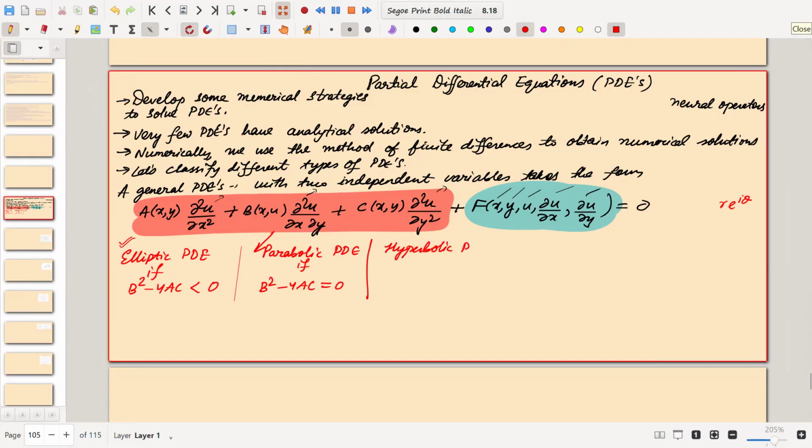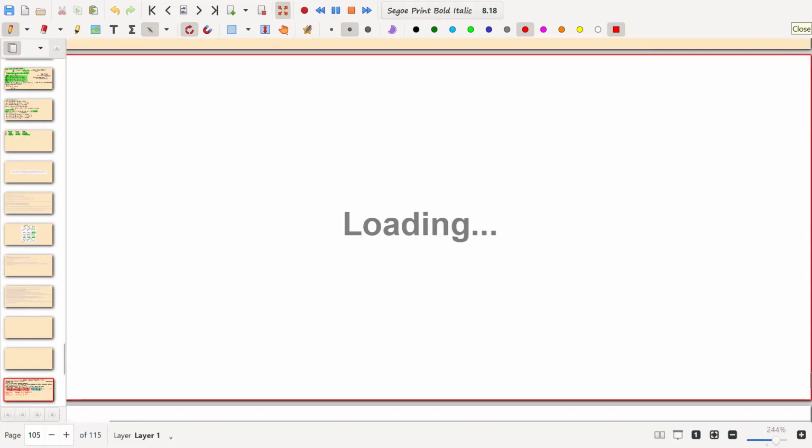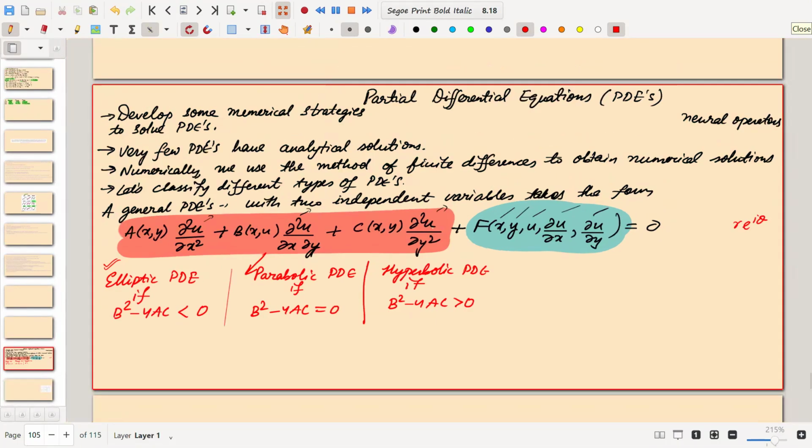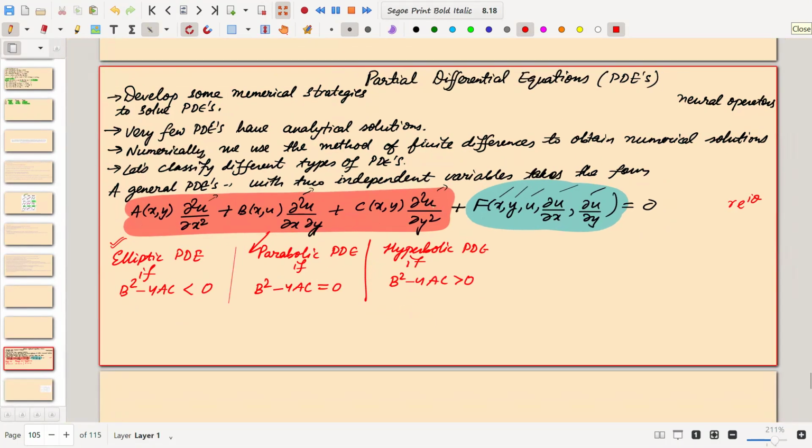So you will call it a hyperbolic PDE if b square minus 4ac is greater than 0. Okay. If b square minus 4ac is greater than 0.